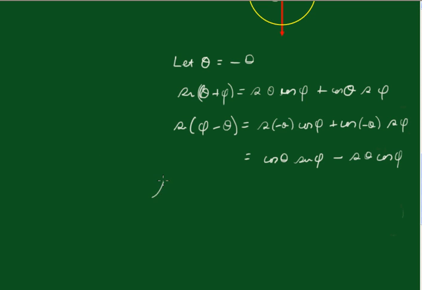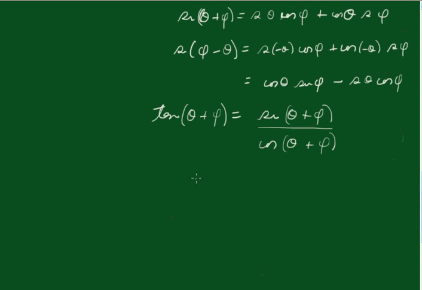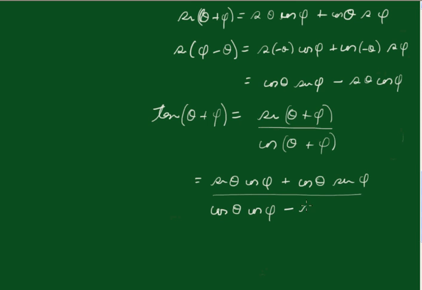Now the tan of theta plus phi is equal to the sine of theta plus phi over the cos of theta plus phi, which equals the sine of theta cos phi plus the cos of theta sine phi, all over the cos of theta cos phi minus the sine of theta sine of phi.